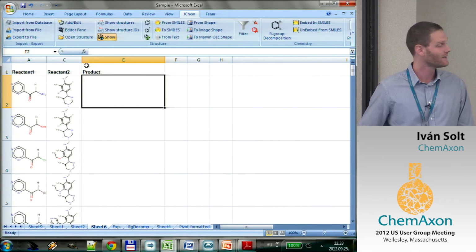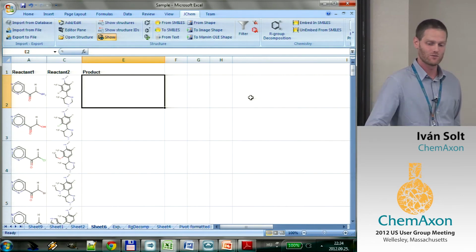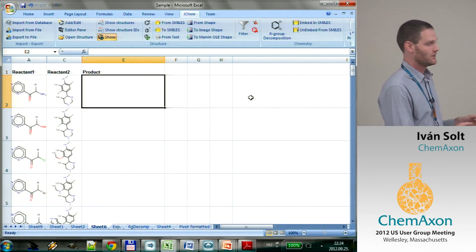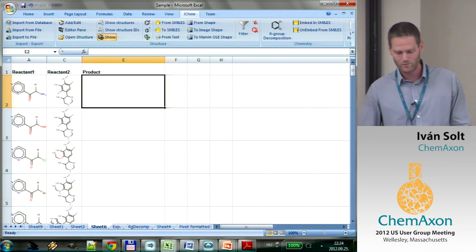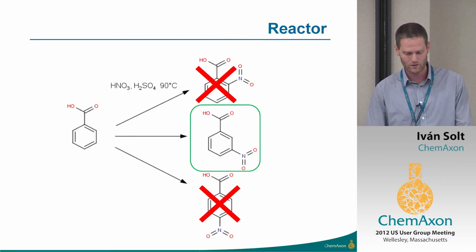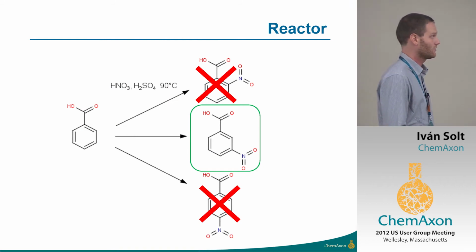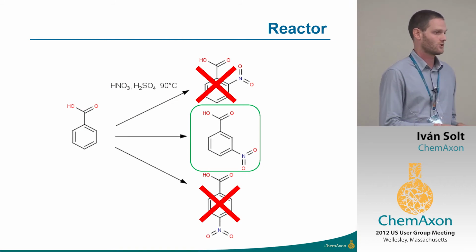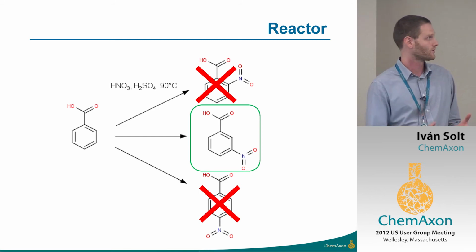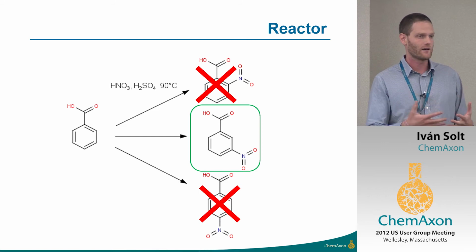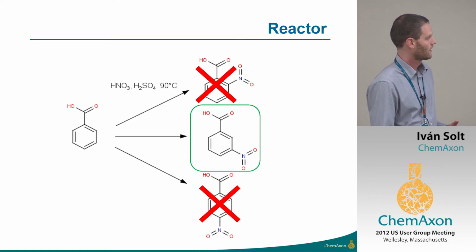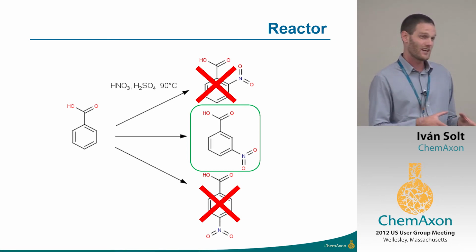And I will have a set of products from these two reactants. Now, in order to do this, I will need Reactor. I'm not sure if you are familiar with Reactor or not. For the benefit of those who are not, just a few words about this. Reactor is a virtual reaction enumeration engine. What it does, it takes a set of reactants as input, and it tries to predict the chemically feasible products from these reactants. The prediction is based on a reaction scheme.